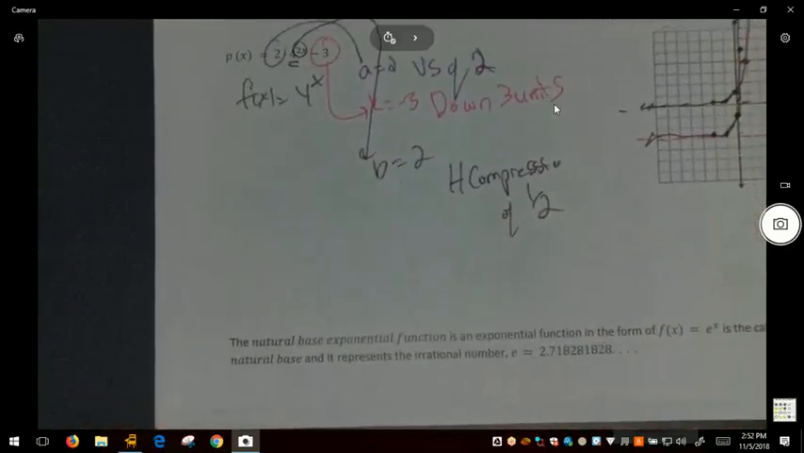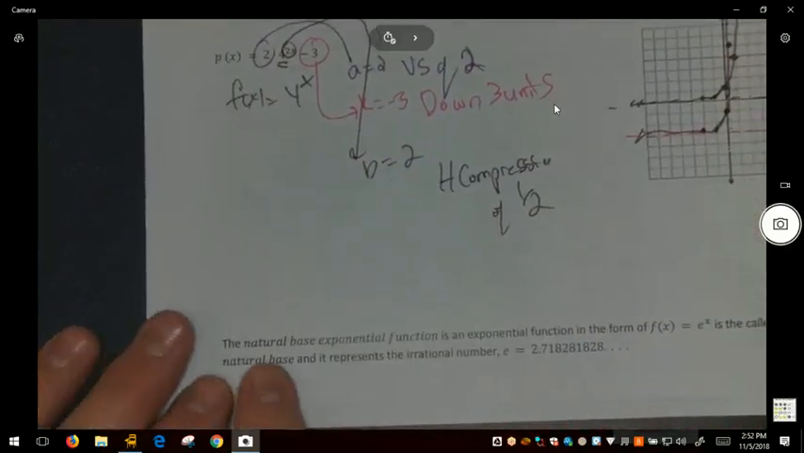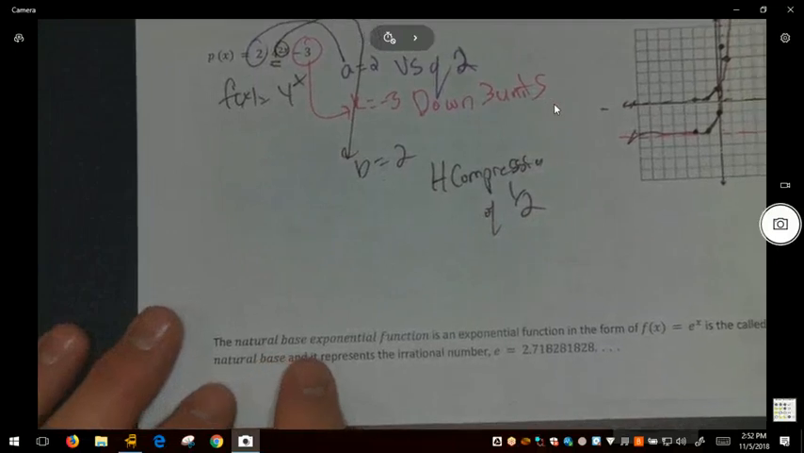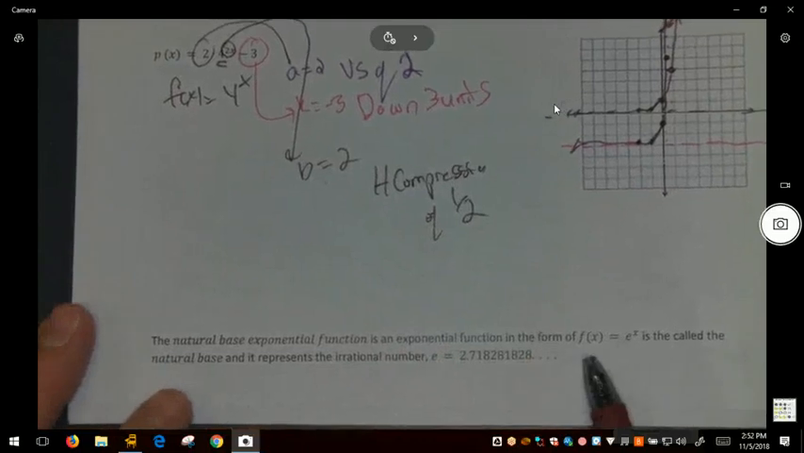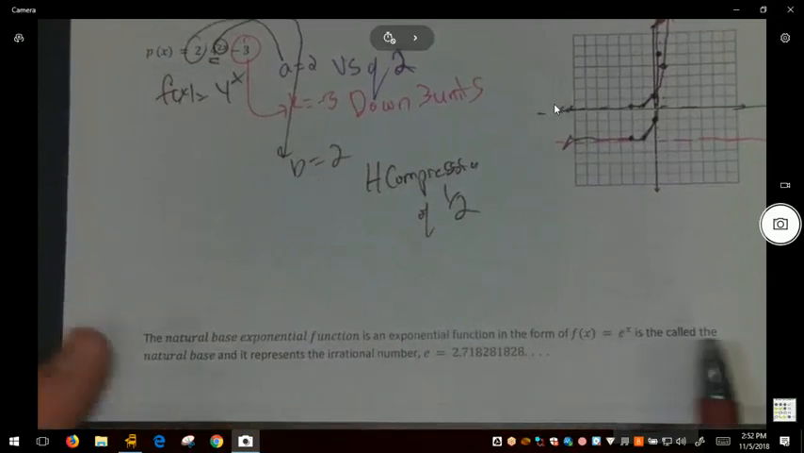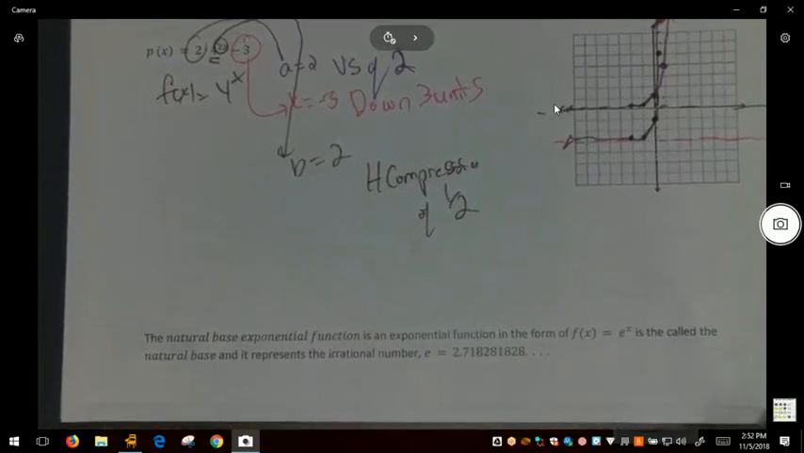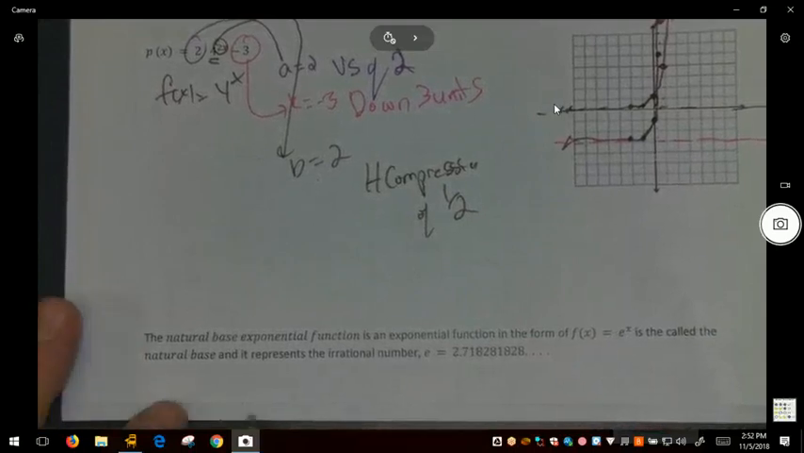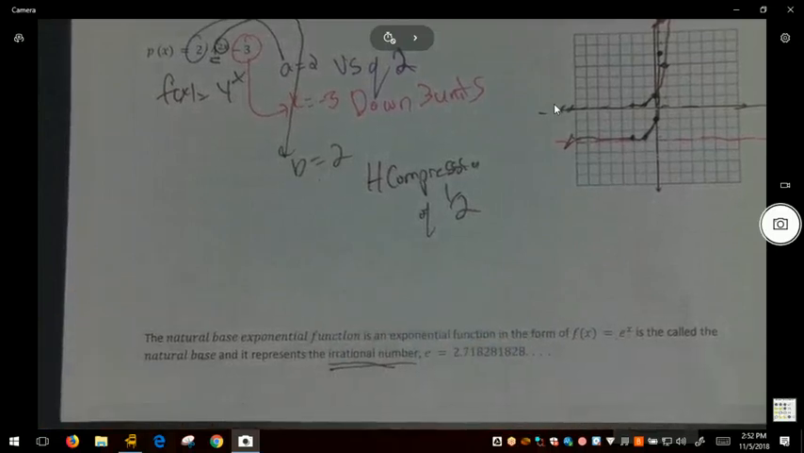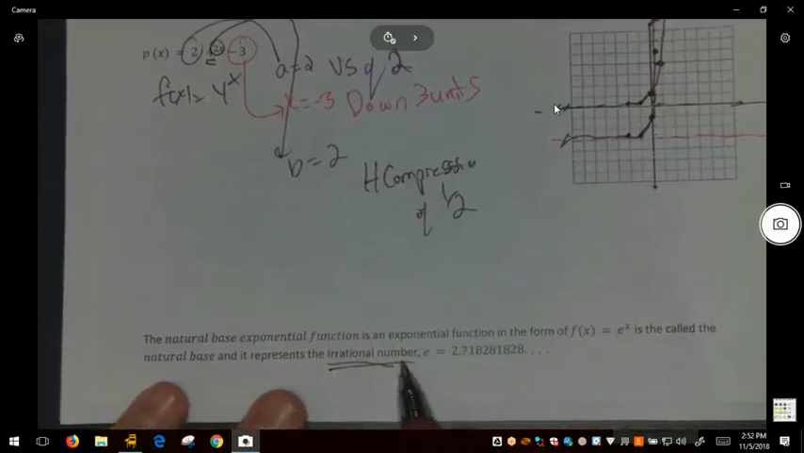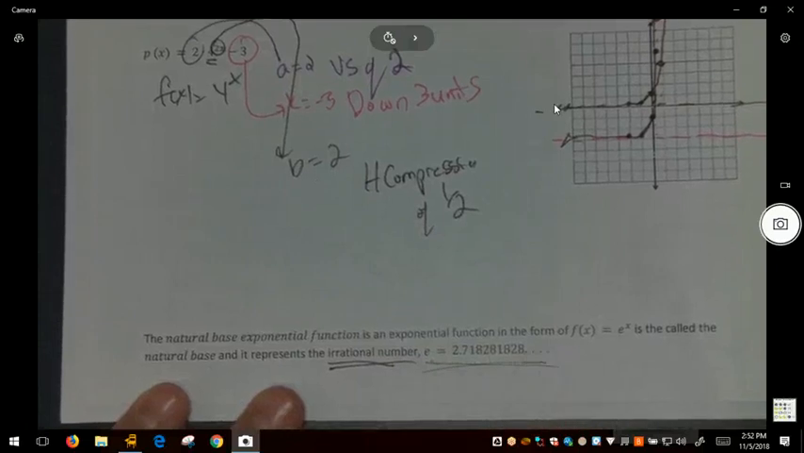The last part of 3.1 day 1 is dealing with exponential functions that have a natural base. A natural base exponential function is an exponential function in the form of f of x equals e to the x. What is e, you ask? E is a naturally occurring number, the natural base, and it is represented by an irrational number. Its decimal approximation is roughly 2.71828. Okay, you get the idea. There's the numbers right there.